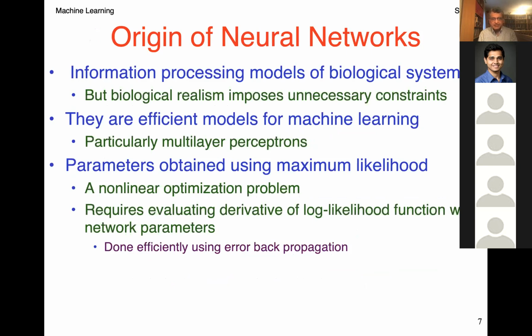Anyway, neural networks are efficient models for machine learning, particularly multi-layer perceptrons. We saw what a perceptron was. These are multi-layer, and the parameters are obtained using maximum likelihood. So how do you get those values, w_i? We get them using maximum likelihood, which means we formulate the problem probabilistically. So the use of probability theory becomes absolutely essential in designing machine learning algorithms.